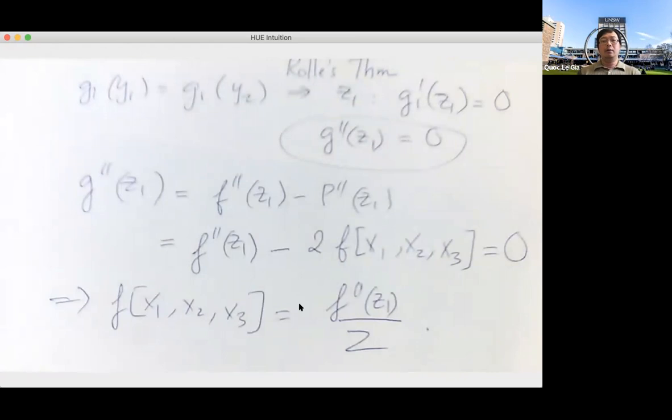Okay. Any questions? We just proved the case for n equals 2.